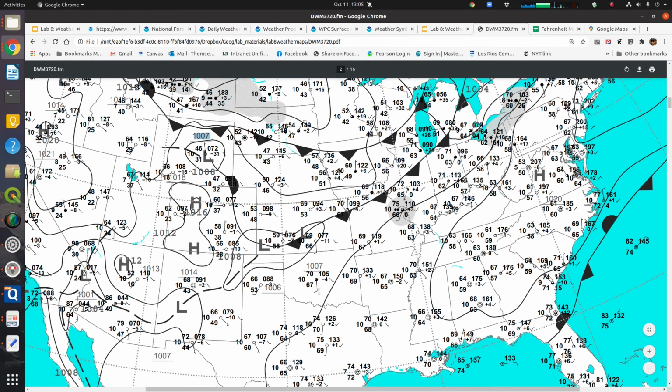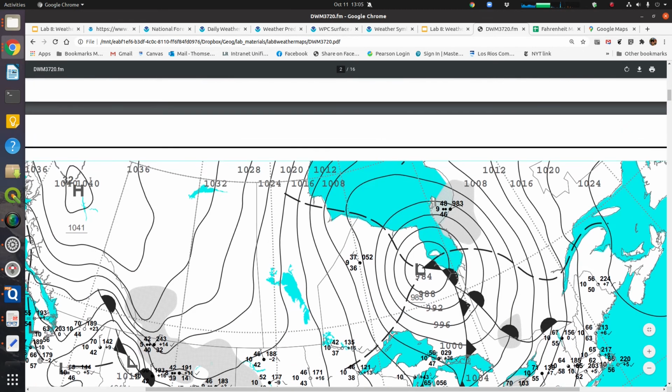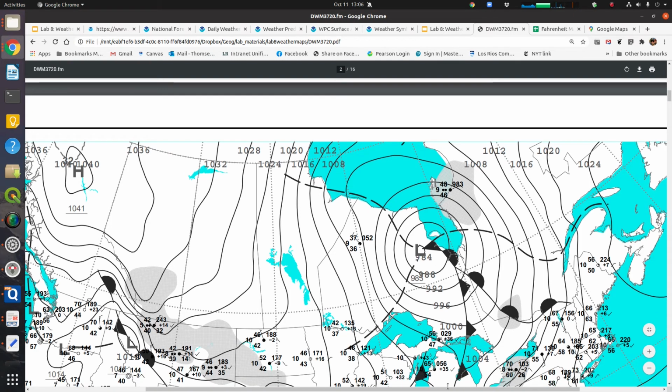This 1007, there's another 1007, 1006. Those are the air pressure in millibars. 1014, 1013. They're just kind of scattered on the map to be helpful. So we have isobars every 4 millibars: 40, 36, 32, 28, 24, 20, 16, 12, 8, 4, 0, 996, 992, 988, 984. So the lowest air pressure on the map is 984 millibars. That'd be a good question.